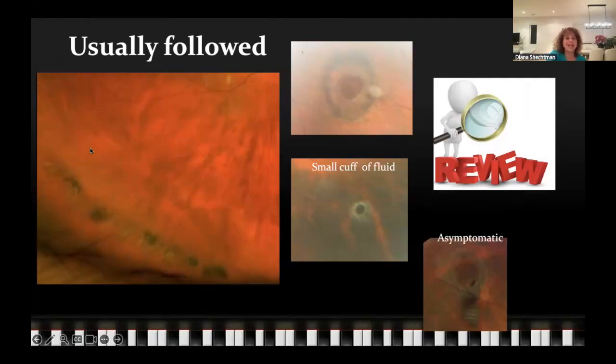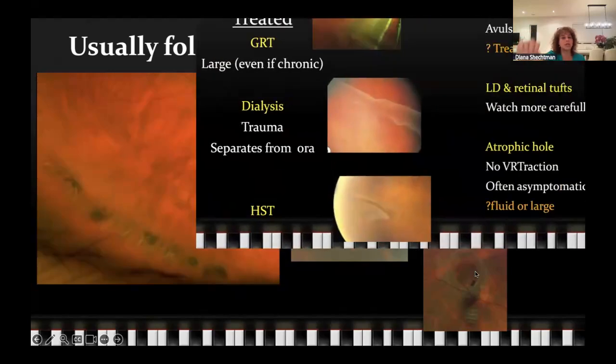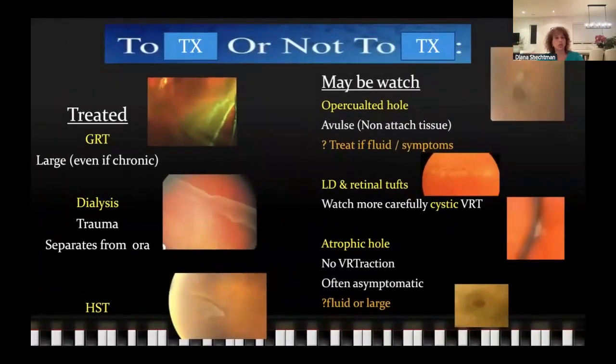But at the end of the day, lattice in itself, you can see the pigmented areas throughout lattice, very low propensity, are not going to be treated. Small cuff of fluid on an atrophic hole, there's no pulling, not likely treated. An operculated hole, even with fluid, asymptomatic, are not likely treated. But I've seen these been sent for a second opinion. To treat or not to treat? Definitively, giant tears, dialysis, these are large areas, usually traumatic in nature, are going to get treated. Horseshoe tear, definitely symptomatic. And I would urge you to get an opinion on an asymptomatic one. I definitely think most of those will be treated.